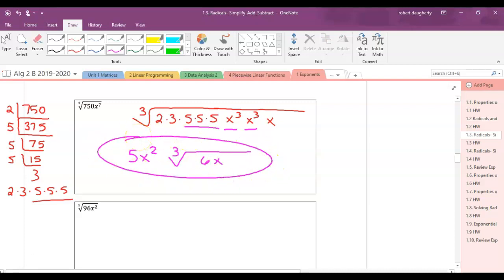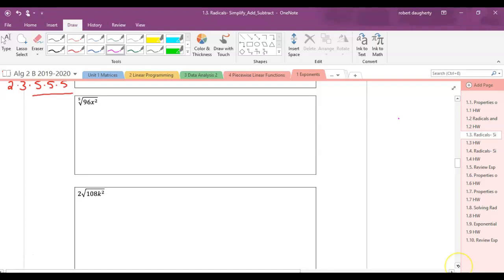So 5x squared times the cube root of 6x. The fifth root of 96x squared. So let's start with 96. That's divisible by 2, which gives me 48. Divisible by 2, which gives me 24. Divide by 2 to get 12. Divide by 2 to get 6. Divide by 2 to get 3. So count them up, 1, 2, 3, 4, 5. This is 2 to the 5th times 3.